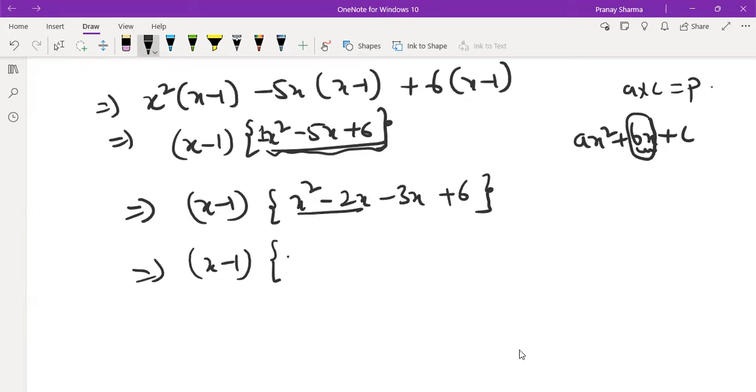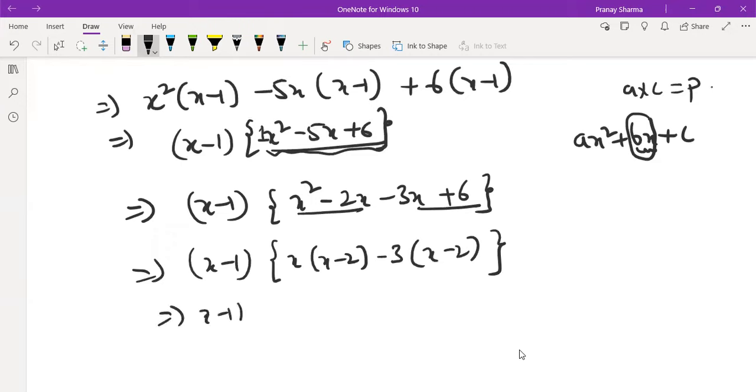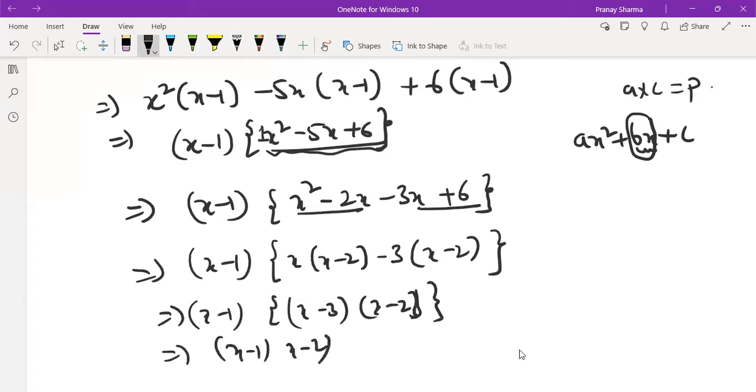So if you take x as common here, so it will be x minus 2. Take minus 3 as common, sorry, so it will be x minus 2. Fine. Again, you scan it from left to right, right? You will be getting x minus 3 and x minus 2. Remove these curly brackets, it will be x minus 1, x minus 2, and x minus 3. So these are the factors.